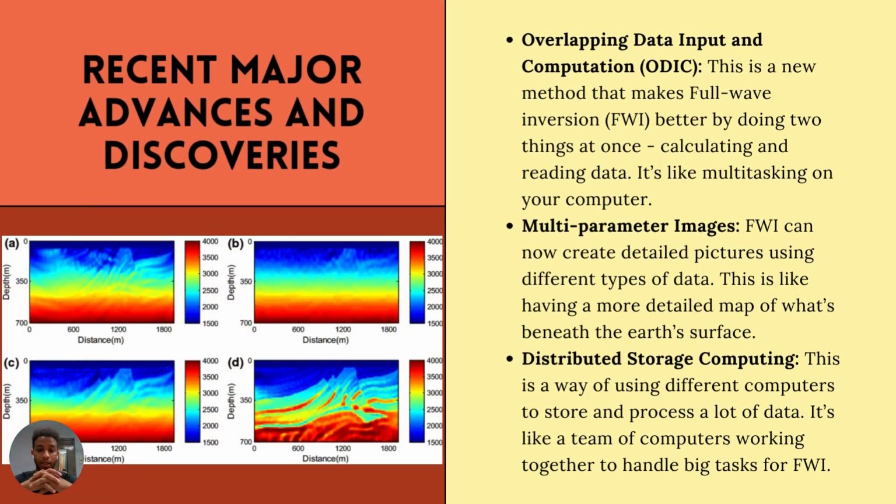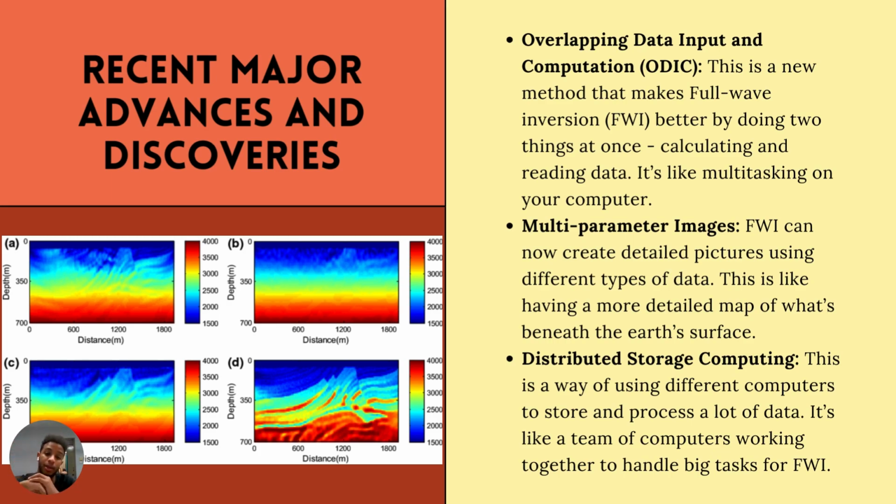Next, we're going to see the recent and major advancements and discoveries. One of them is the overlapping data input and computation, which is ODIC. This is a new method that makes full waveform inversion better by doing two things at once, which is calculating and reading data. Another one is multi-parameter images. FWI can now create detailed pictures using different types of data. This is like having a more detailed map of what's beneath the subsurface, which is more resolution in general.